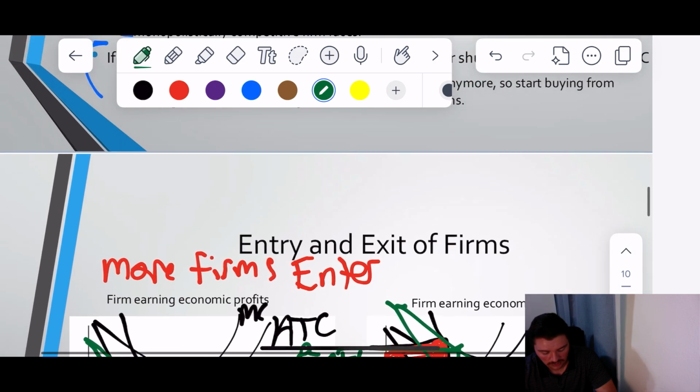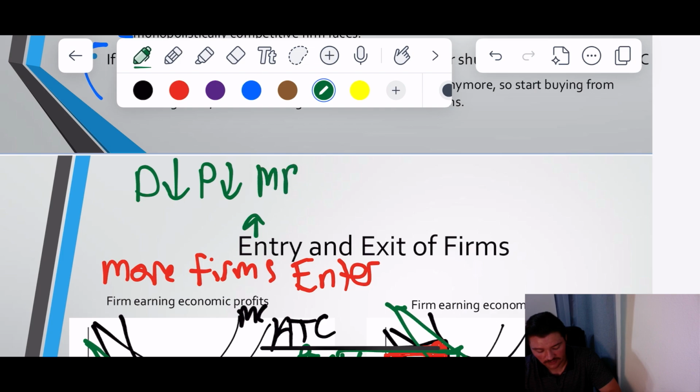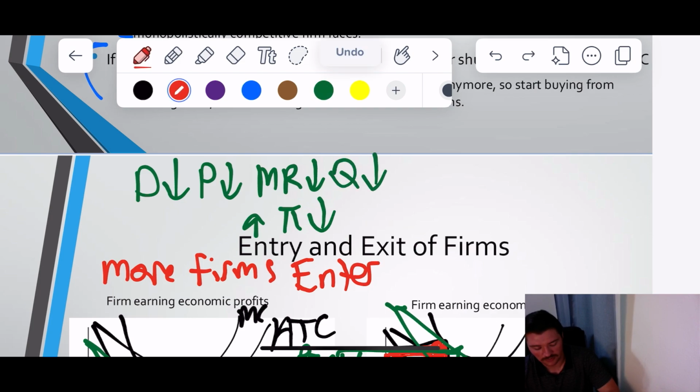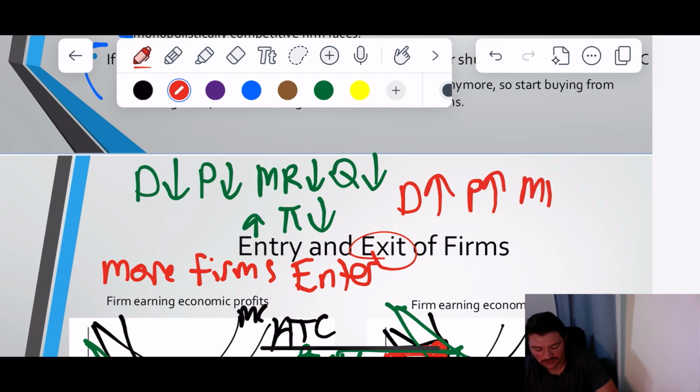The main thing I want you to know is that when there's entry for the existing firm, the demand for the existing firm goes down. That decreases the price, that decreases the marginal revenue, so your profits go down. You need to produce less, okay? When there's an exit of firms, what happens is now those customers don't go to the new coffee shop anymore, they go back to you. So now you see an increase in demand, an increase in price, so now you're going to make more money, so you should sell more, and now you would increase your profits again.